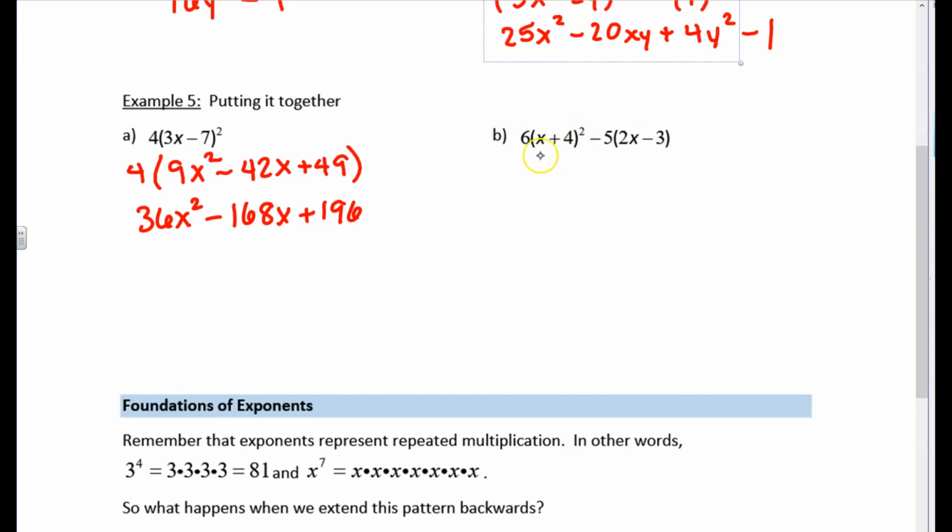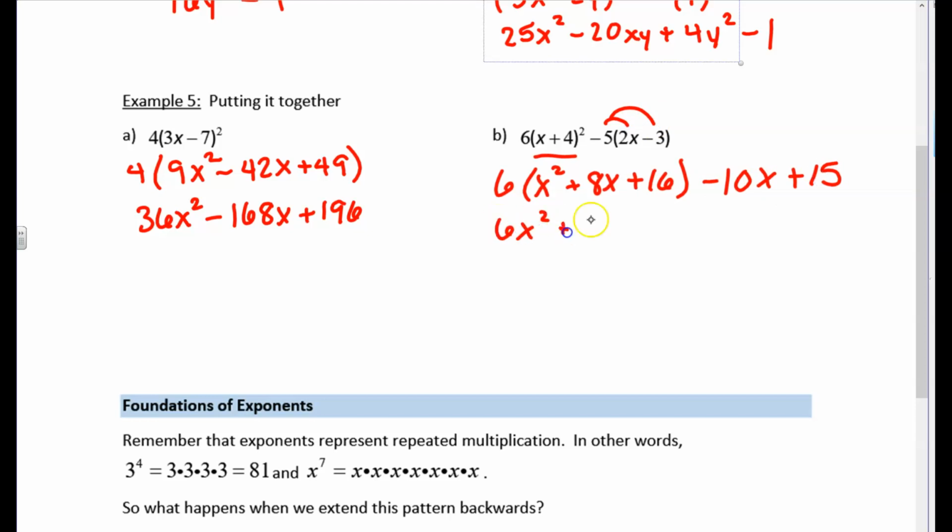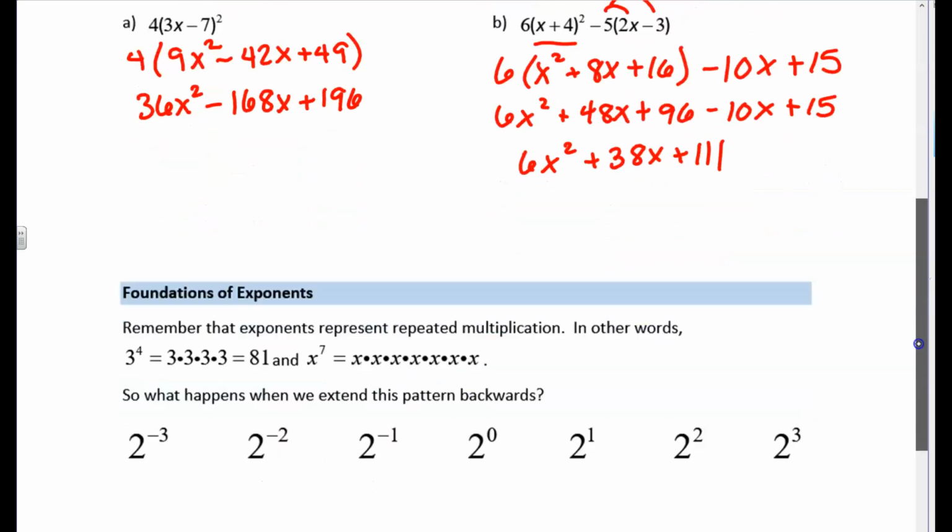Here, I'm going to FOIL out that x squared term first. This becomes 6 times x squared plus 8x plus 16. And I'm going to go ahead and distribute the negative 5 here to get minus 10x plus 15. I'm going to distribute the 6 now to get 6x squared plus 48x plus 96. And I have my minus 10x plus 15. Now we combine like terms to get 6x squared plus 38x plus 111. Oops, 111, sorry.